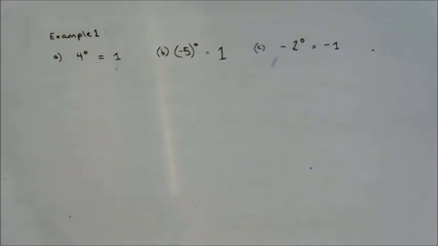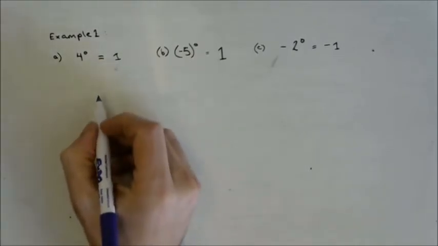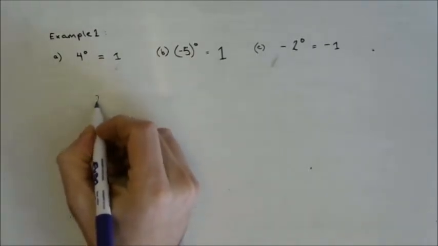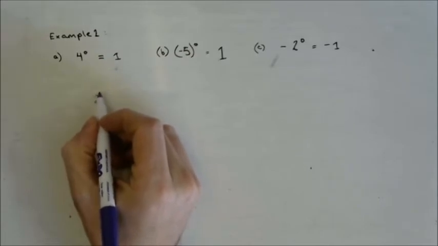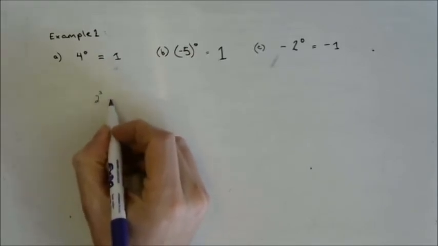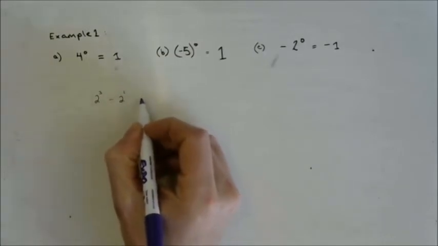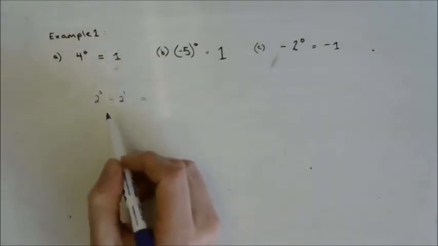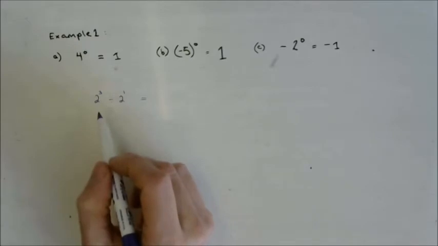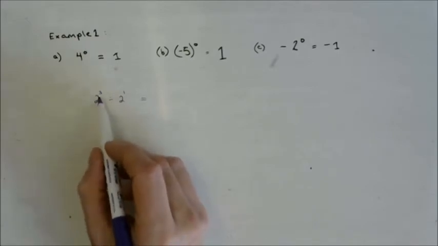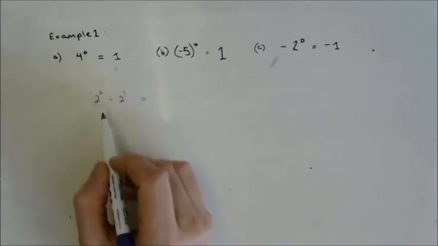Okay, because you don't believe me yet, we're going to do this rule. Let's say you have 2 to the power of 3 divided by 2 to the power of 1. Which exponent rule is this? It's the quotient law of exponents. What do we do to our exponents in this situation?